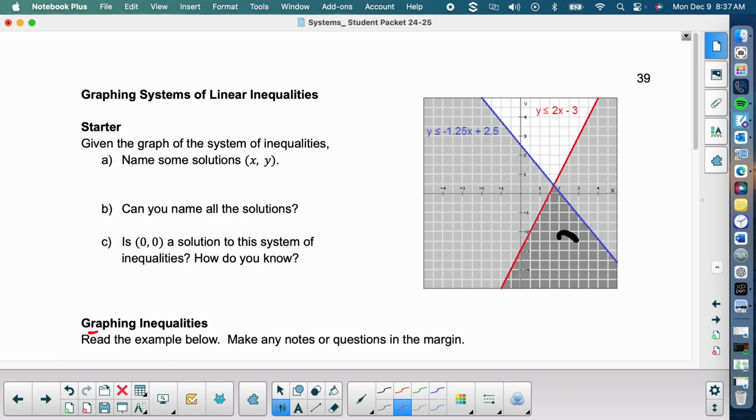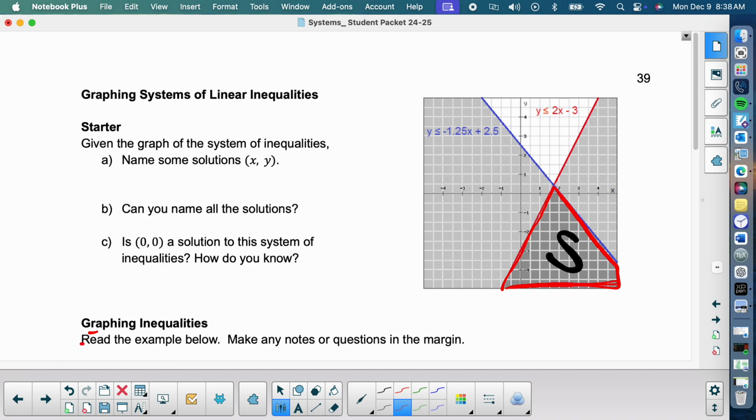Now what we're going to do is label the section that has both shadings. We're going to label it S. The only reason we're going to do that is to make it clearer, because sometimes when you try to shade two sections at the same time, it can look kind of messy. Okay, this section is going to be our final answer.